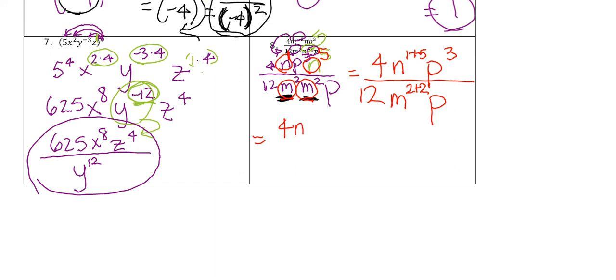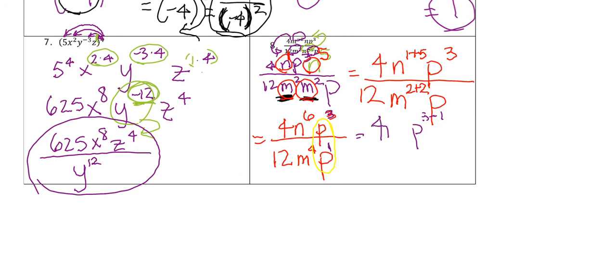4 times n to the 6th, p to the 3rd, all over 12 m to the 4th times p. And I see one more issue here. That is that we have double of the same base, same variable here again. So p to the first power on the denominator, p to the third power on the numerator. This is a quotient rule. So we're going to take p to the 3 minus 1 power.